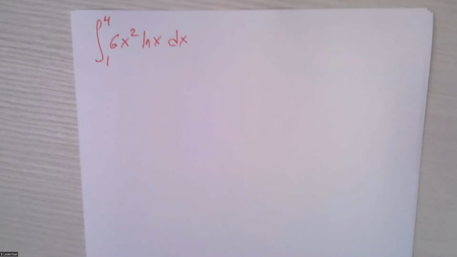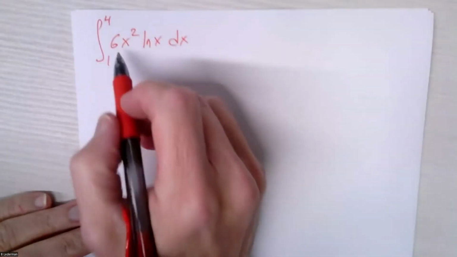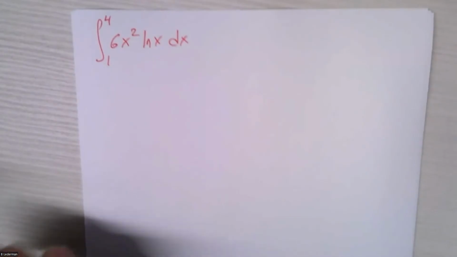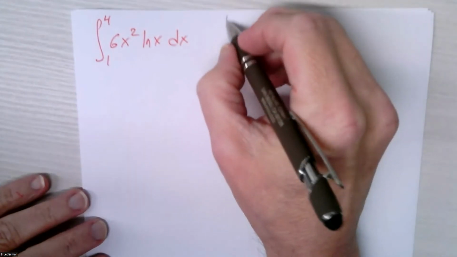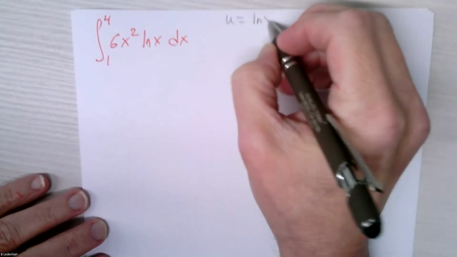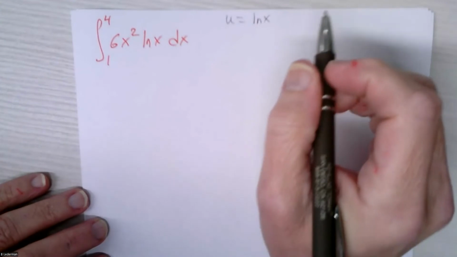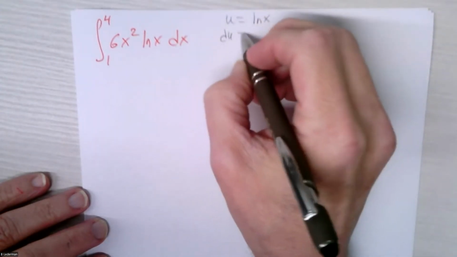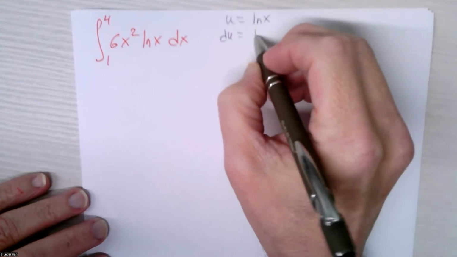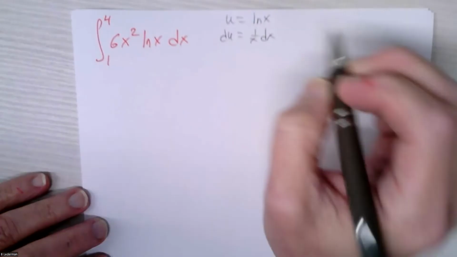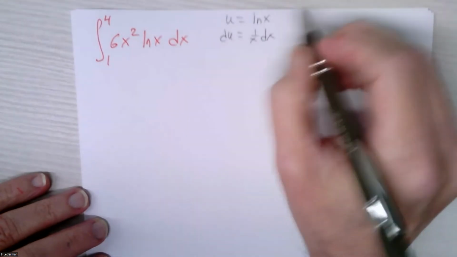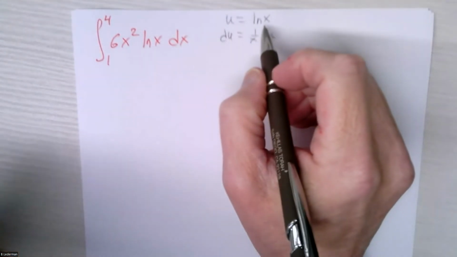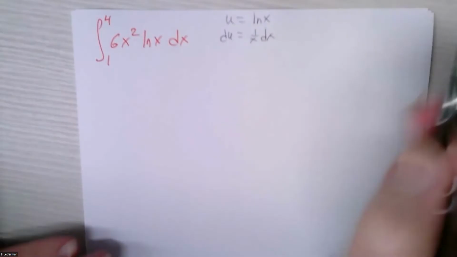So here we have the integral from 1 to 4 of 6x squared times ln x dx. So I'm going to let u equal ln x, which is a very safe choice because now I just have to take the derivative. The derivative is just 1 over x dx. If I made dv equal to ln x, I would have to take the integral of ln. The integral of ln is, as you saw before, that was the whole pain.